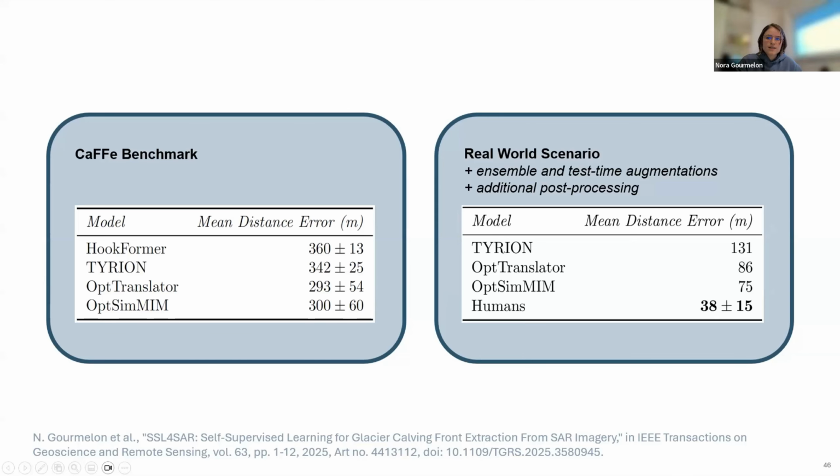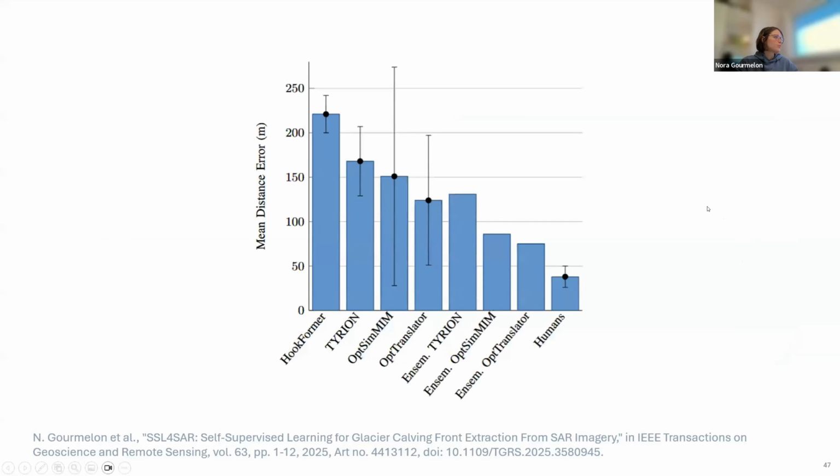You can also see that in this diagram, how we could improve upon the best performing model from the comparison study to here Tyrion, then pre-training on Tyrion, and then an ensemble of Tyrion and an ensemble of the pre-trained models that in the end gets quite close to the human performance, but we still have a gap of around 30 or 40 meters here. So there's still something to improve.